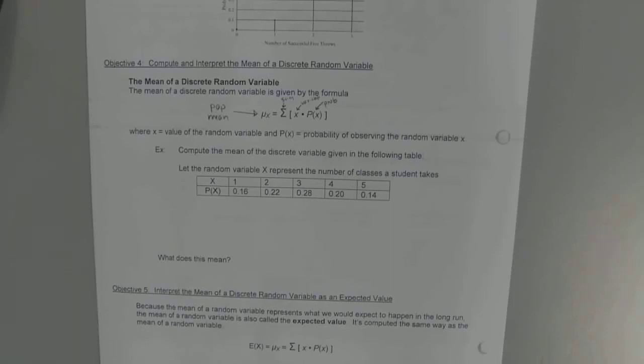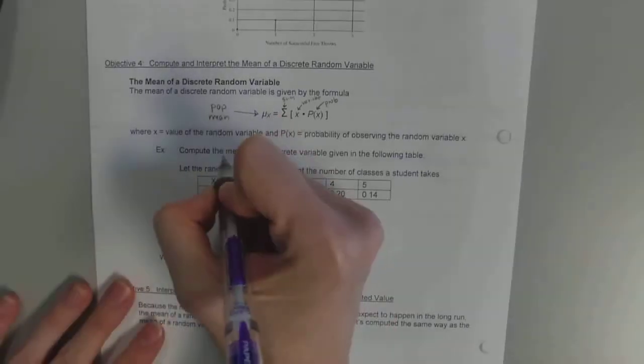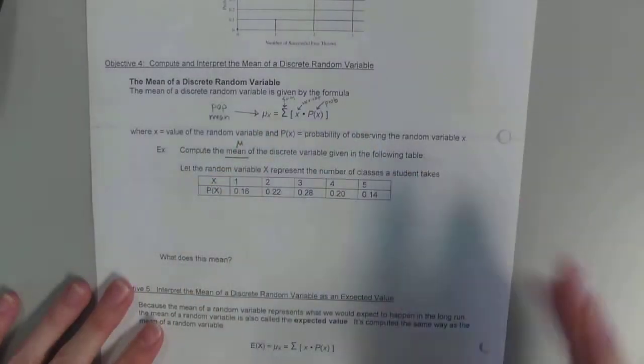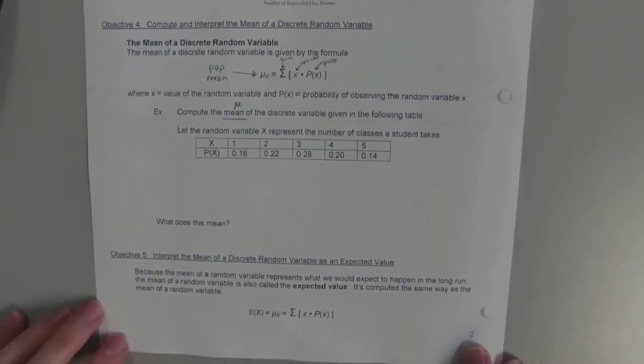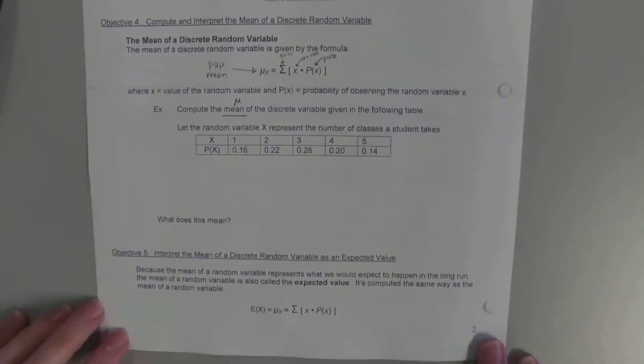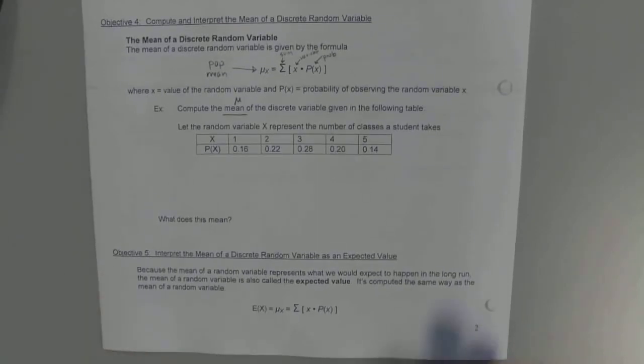This isn't horrible to do by hand, but we're getting to standard deviation. It's a little bit more consuming. So it says compute the mean. So it's asking for mu. It wants us to find mu, right? Of the discrete variable given in the following table. Let the random variable x represent the number of classes a student takes, okay?